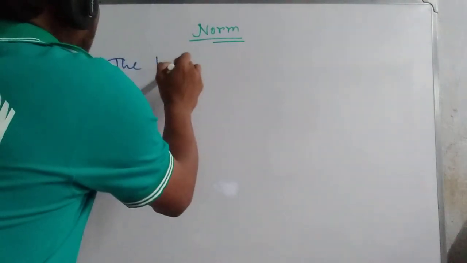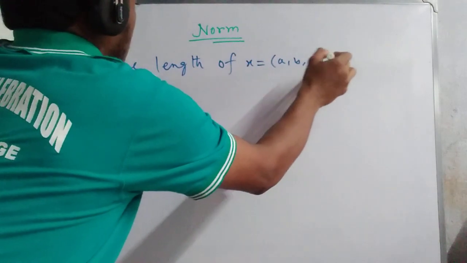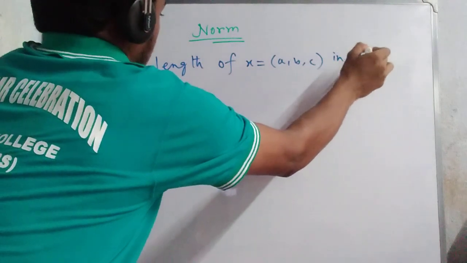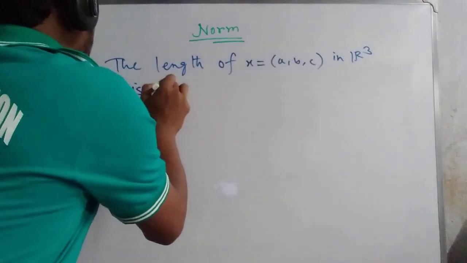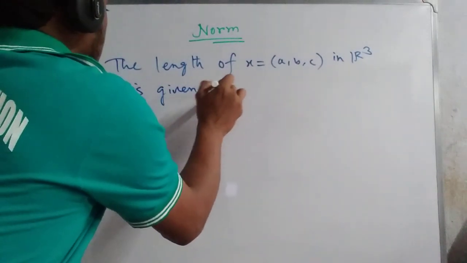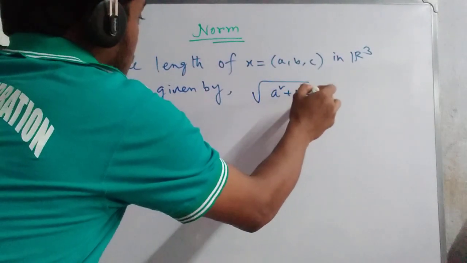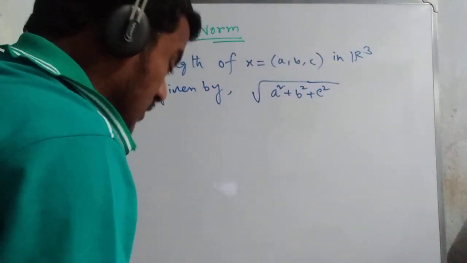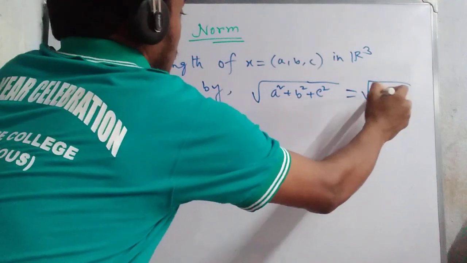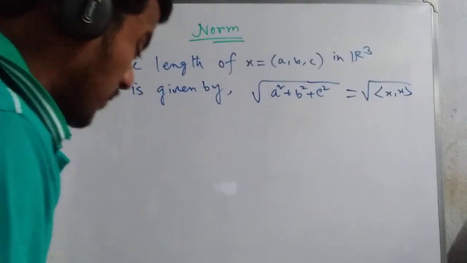The length of x = (a, b, c) in R cube is given by the square root of a square plus b square plus c square. This is equal to the square root of the inner product of x with itself.